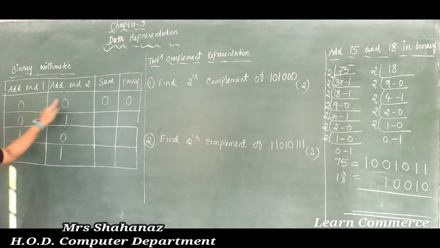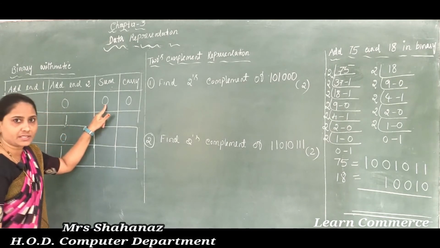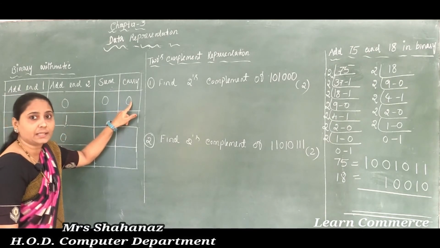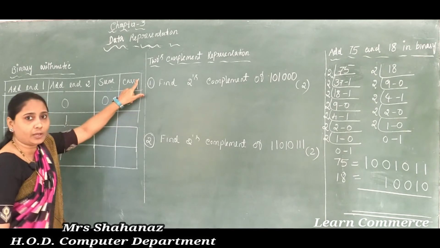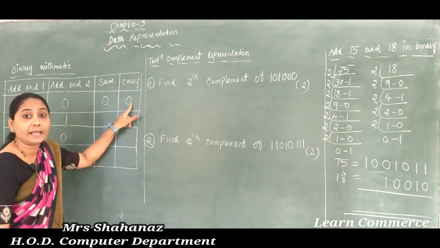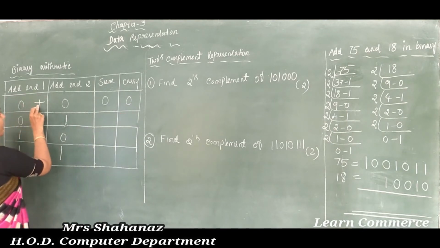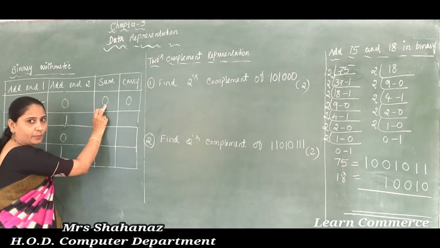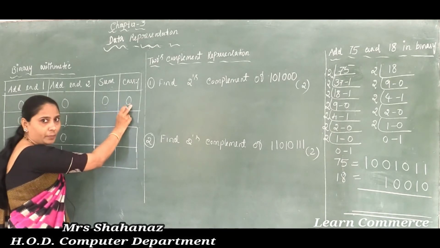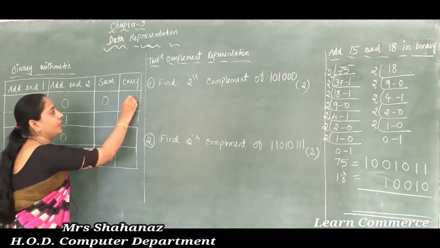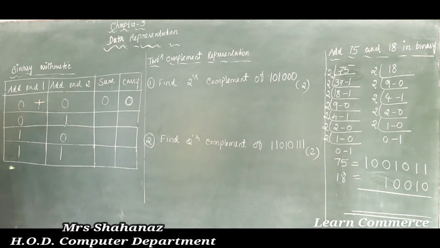So 0 plus 0, that means the value is 0. The next column name is the carry column, but here there is no carry value. So we know that when you add 0 plus 0, the sum value in the sum column is 0. The last column is the carry column, but there is no carry, so the carry value is equal to 0 only.